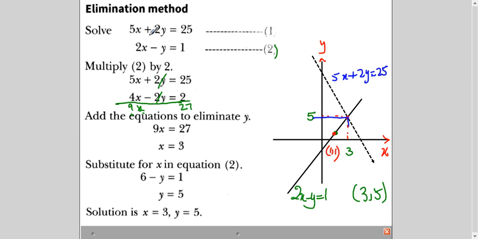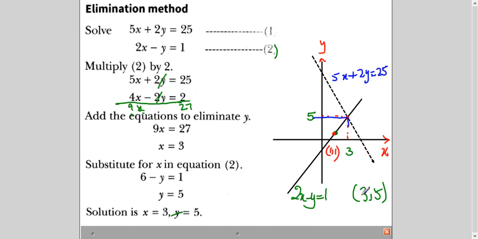Now what is the meaning of solution? You also call it the root of the equations. I will draw this roughly, not to scale, to explain the concept and give you a visual picture of it. This is the line 5x plus 2y equals 25 and this is the line 2x minus y equals 1. Where the lines intersect, that point is the solution. It means at that point the x coordinate is 3 and the y coordinate is 5. So this point is lying on both the lines, right?